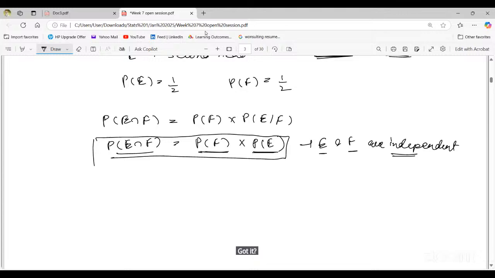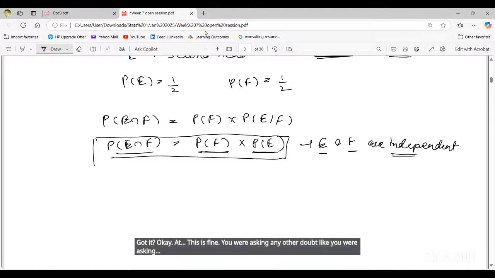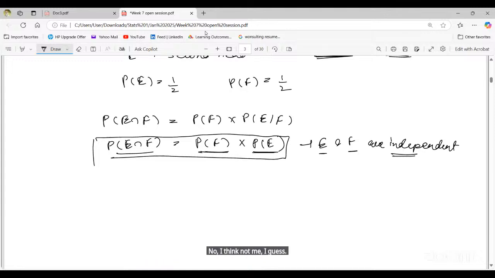Yes. Okay. This seems fine. You were asking any other doubt? Like you were asking some question. No, I think not me. Yeah, I was asking about this question once. Could you explain why HH, just a second, how are they independent?